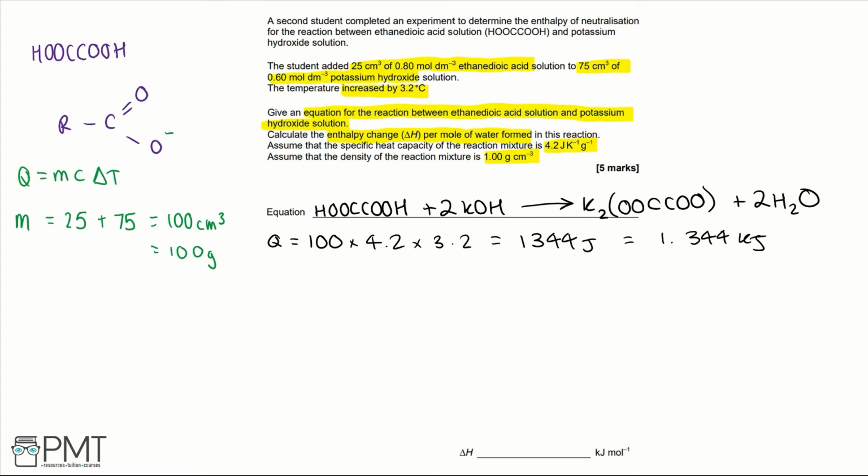To do this, we're going to need another equation, and it's going to be an equation triangle of moles is equal to volume times concentration. So we have the volume and concentration of ethane dioic acid and potassium hydroxide, so we're going to work out the moles of both.